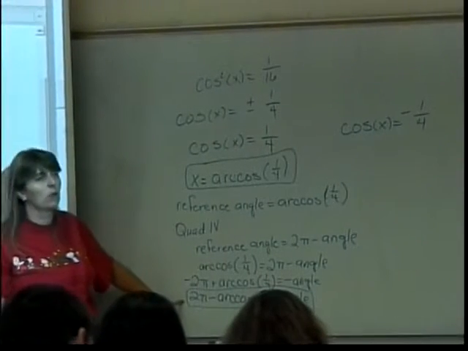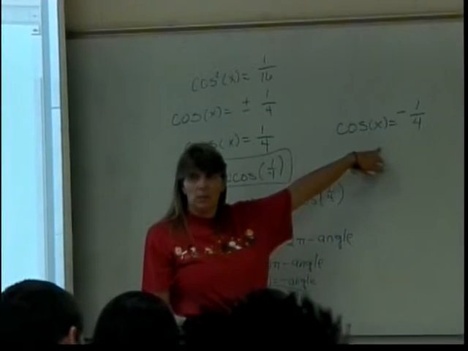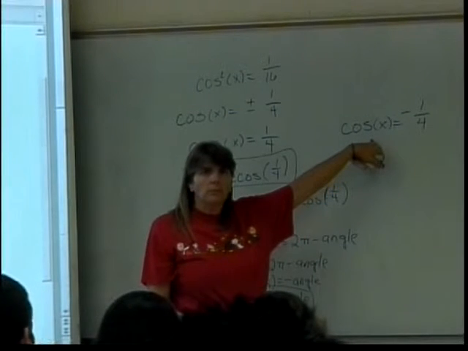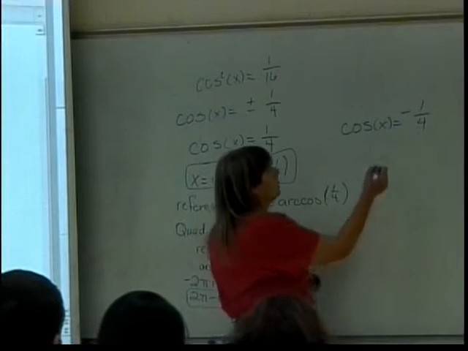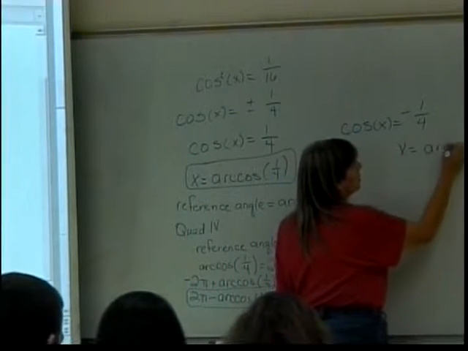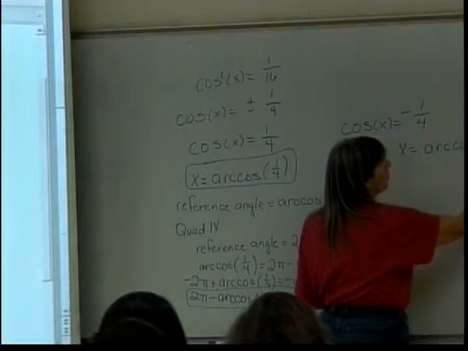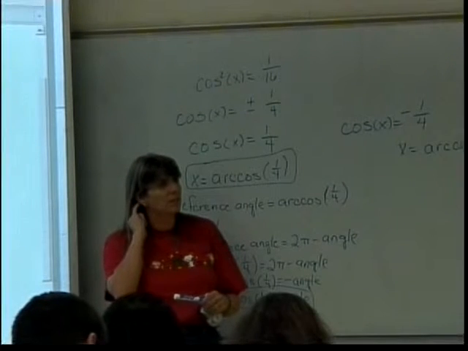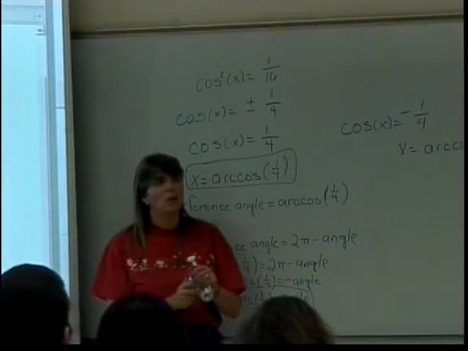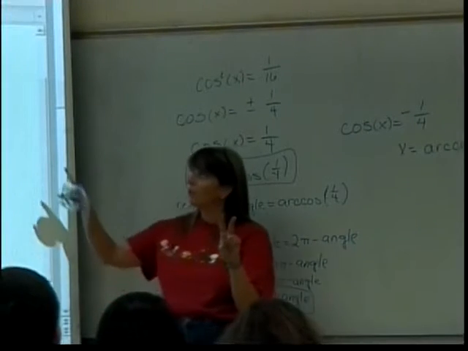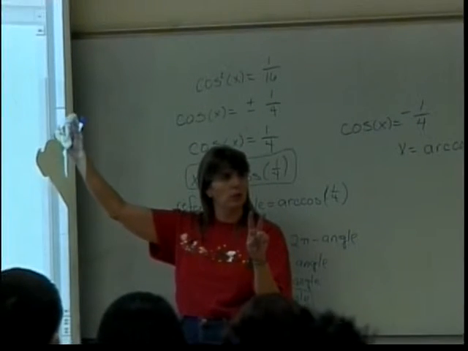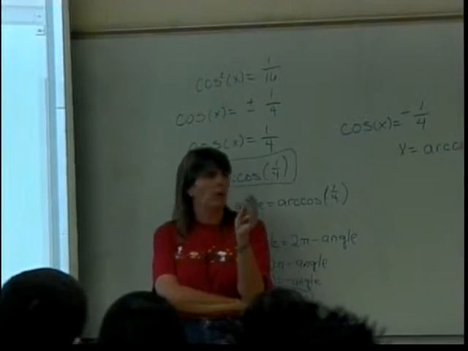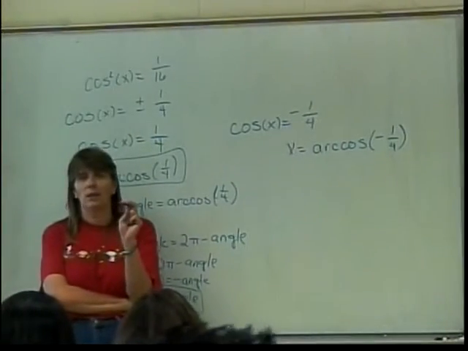This one's a little harder, a little more work. Now let's do the same process here and see what happens. How do I solve for x here? Same way. So I'll have x equals arc cosine of negative 1/4. Where is this and how did it get there? It's in quadrant 2. Did it get there by going from 0 to 2 pi and not passing 2 pi?